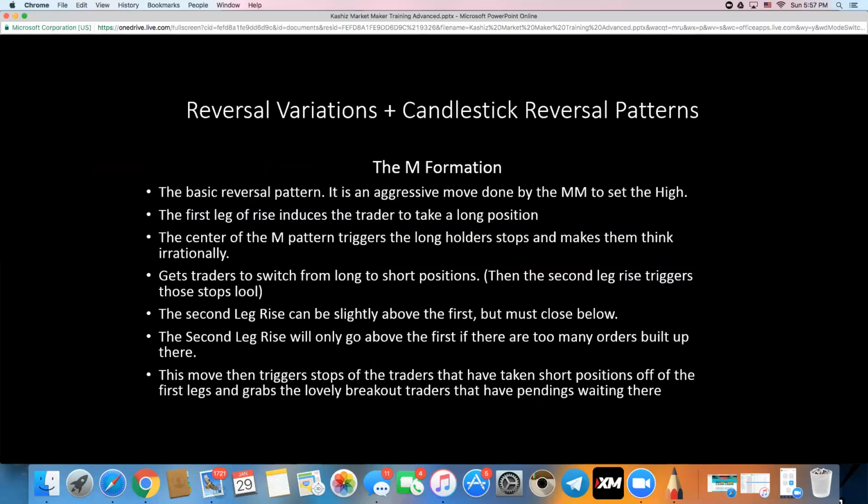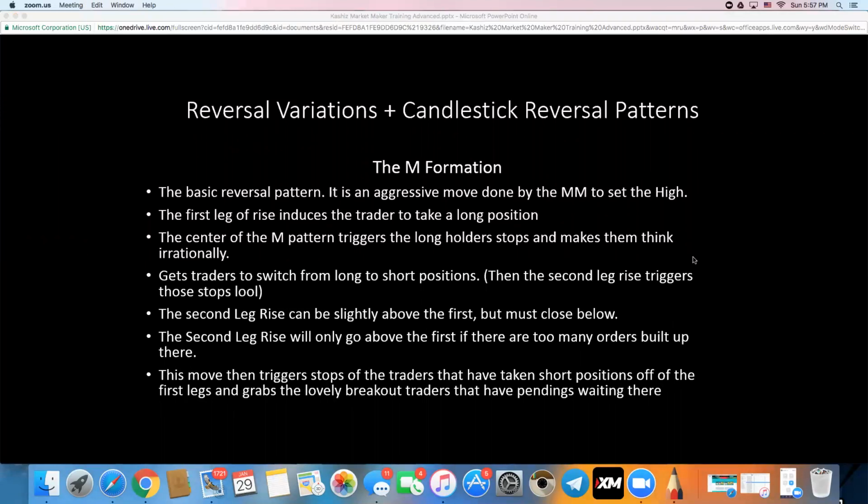All right, the M formation. This is the basic reversal pattern that we know, the double top, or whatever you guys want to call it. It is an aggressive move done by the market maker to set the high. The first leg of the rise induces the traders to take a long position. So what do I mean by that?